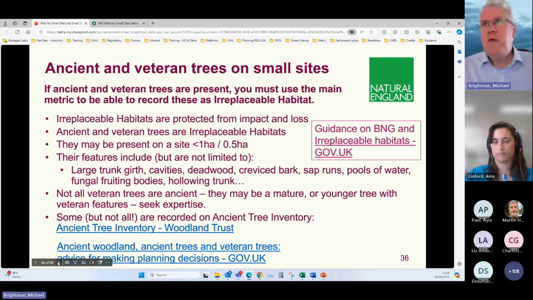Included on the slide, though, for further information is the gov.uk link to guidance on BNG and irreplaceable habitats, and also the gov.uk advice on ancient woodland, ancient trees and veteran trees in relation to planning decisions.